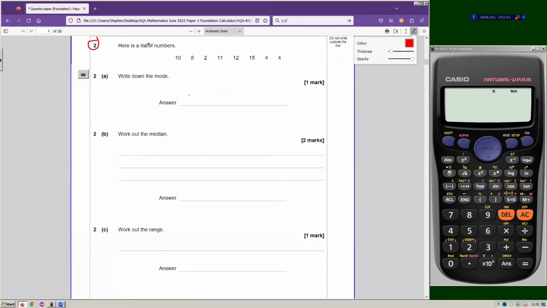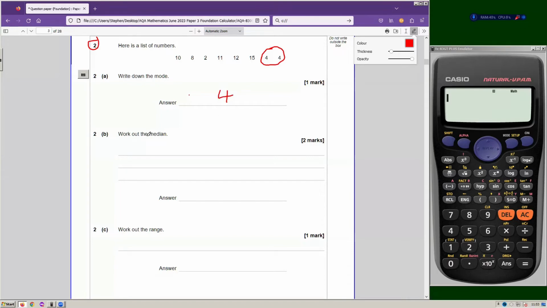Question 2. Here's a list of numbers: 10, 8, 2, 11, 12, 15, 4, and 4. Write down the mode. Well, the mode is the most common. Always think of the magazine a la mode being fashionable. So 4s, that's the only one that occurs twice. So that's the most common.